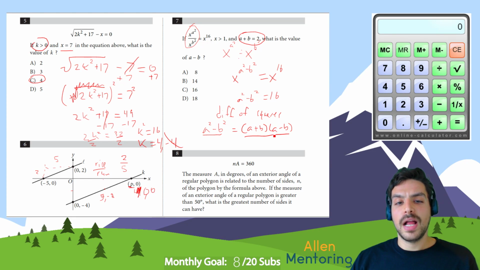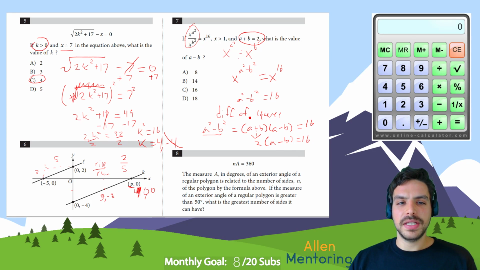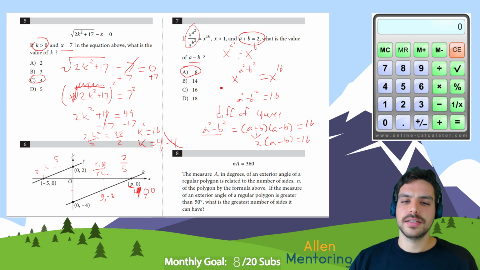Okay, so how does that help us? Well, we know that this right here is equal to 16. And they tell us that a plus b is 2. So we know that this thing right here is equal to 2. So 2 times a minus b is 16. What does a minus b equal? That's what they're asking us. We know it must be equal to 8.